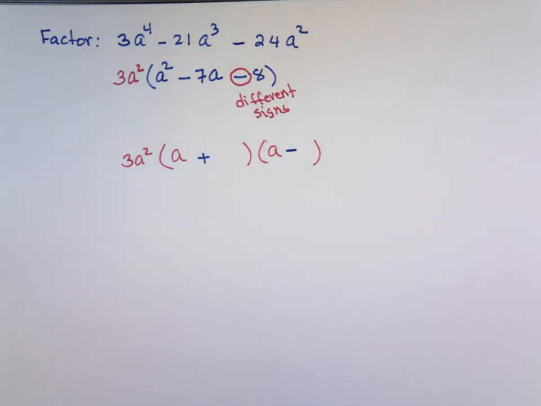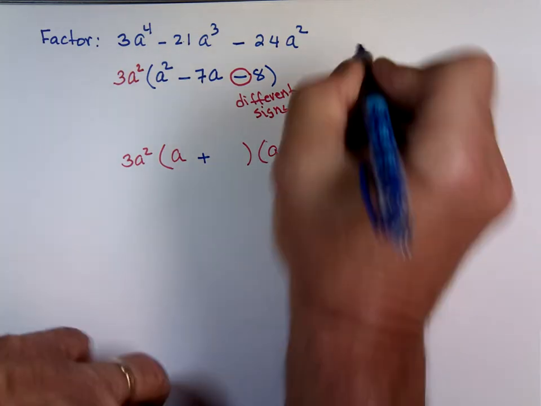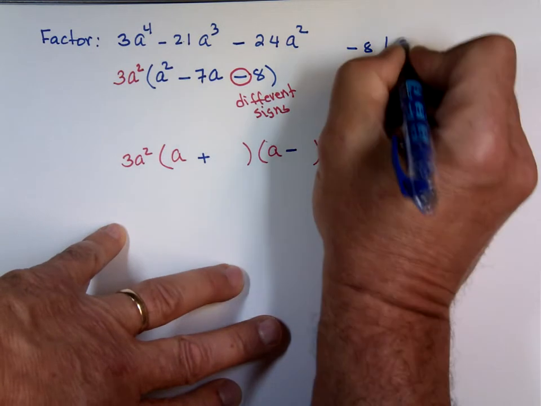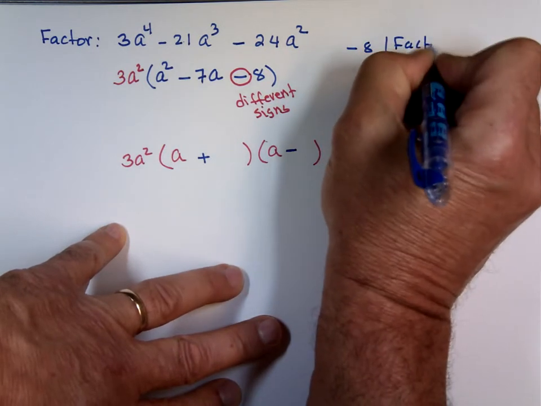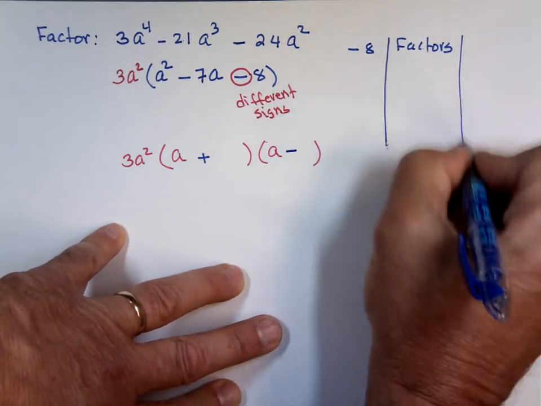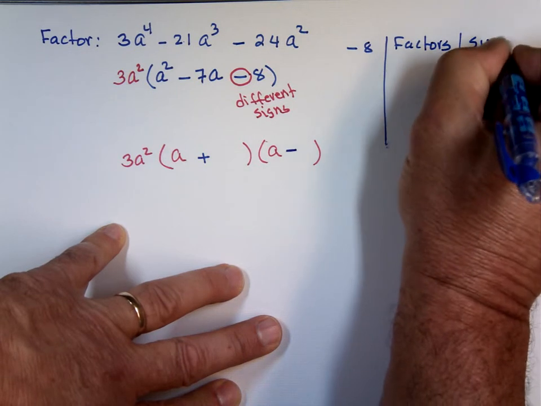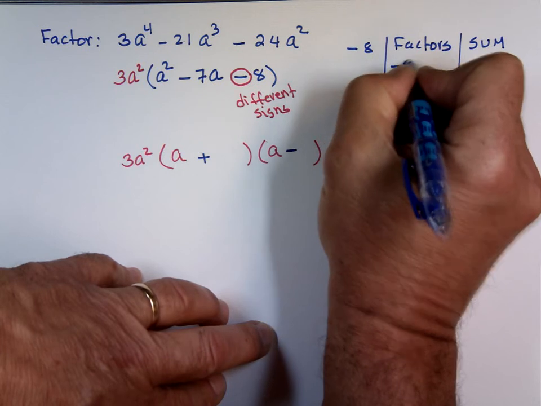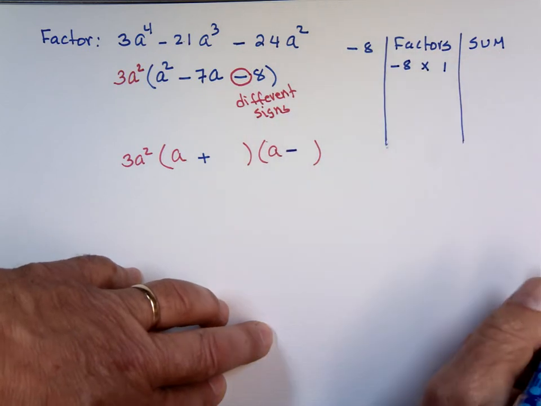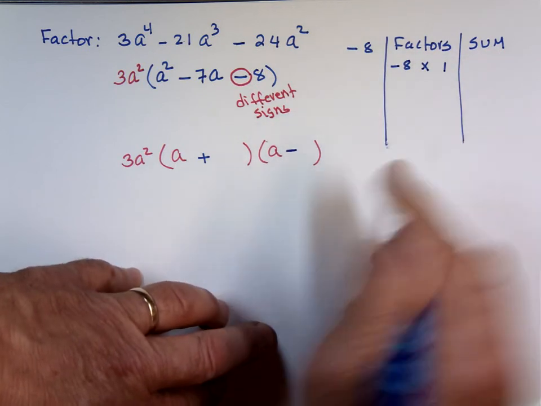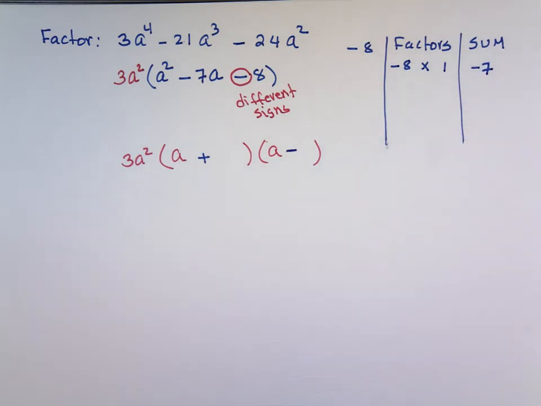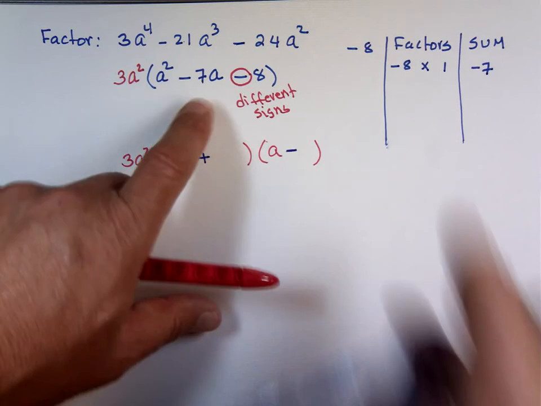There's the negative 8. The factors of negative 8 and the sum of them. Let me start with negative 8 times a 1. And when you add them, what's the sum? Negative 7. I didn't mean it to be that quick. I'm just lucky here, because that matches that number. So one try and I was done.